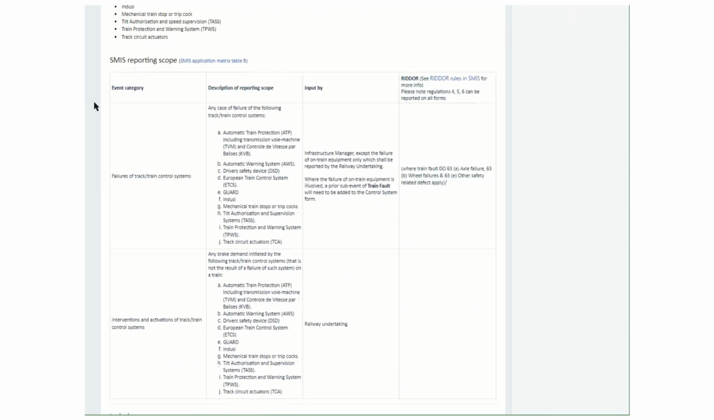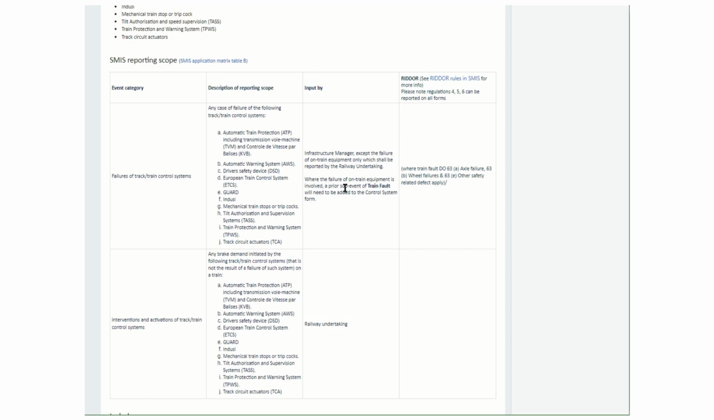Next we have SMIS reporting scope, which is an excerpt from Table B of the SMIS application matrix. The SMIS reporting scope includes two main event categories for control systems. The first is failures of the train track control system. So that's any case of a failure of one of the previously listed control systems. These events are to be input by the infrastructure manager, except for the failure of on-train equipment only, which should be reported by the railway undertaking.